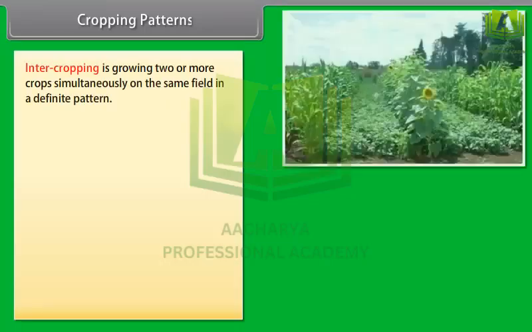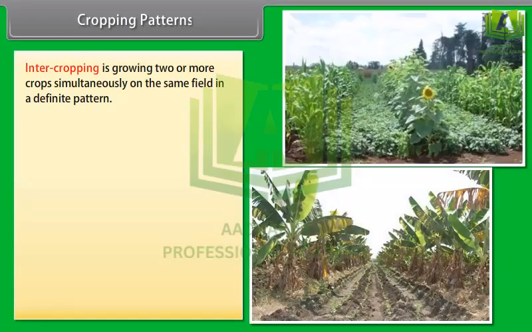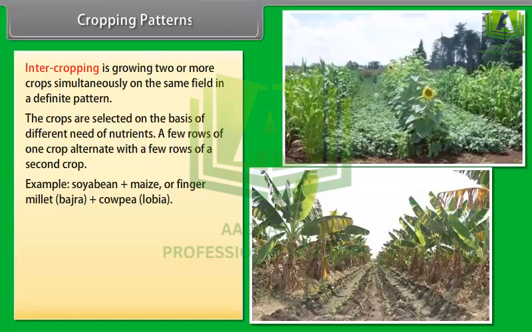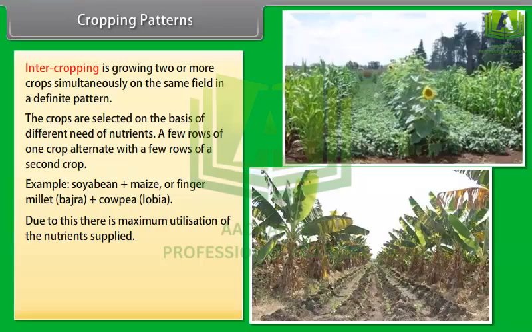Intercropping is growing two or more crops simultaneously on the same field in a definite pattern. The crops are selected on the basis of different need of nutrients. A few rows of one crop alternate with a few rows of a second crop. Example, soybean plus maize, or finger millet (bajra) plus cowpea (lobia). Due to this, there is maximum utilization of the nutrients supplied.